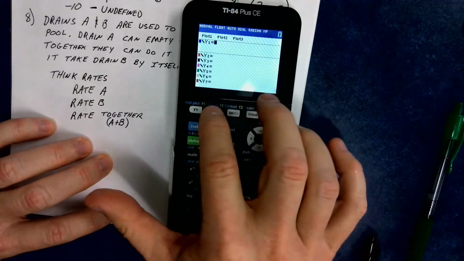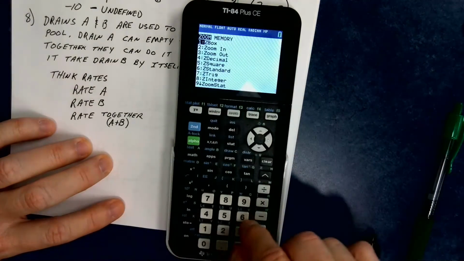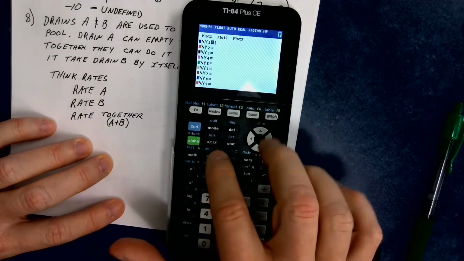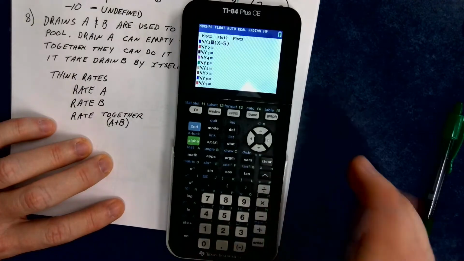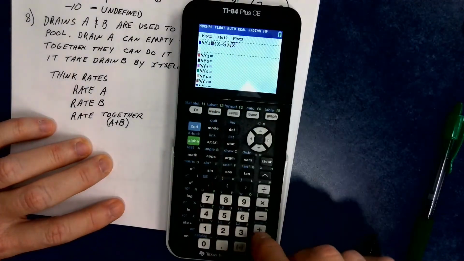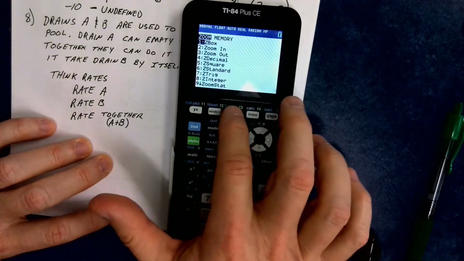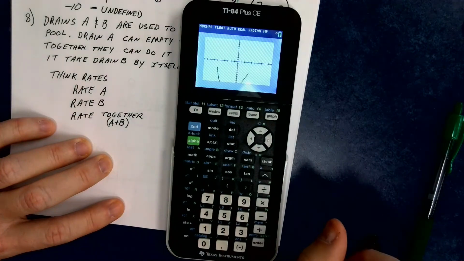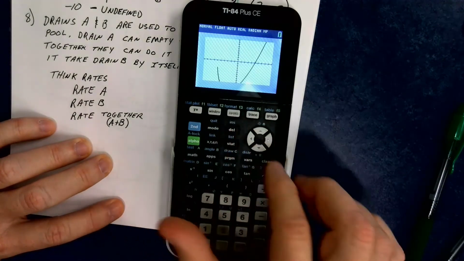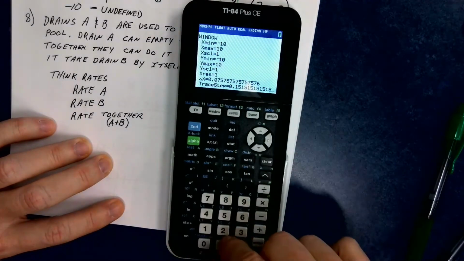Y equals, clear. Let's go second, clear, zoom 6. We'll get a standard viewing window. And let's put this in parentheses: 2 X minus 5, close parentheses, radical x plus 6. Just like that. And zoom 6. You're like, whoa, that's freaky looking. It's almost like a weird fish hook, right? So let's go down here, make that negative 20.